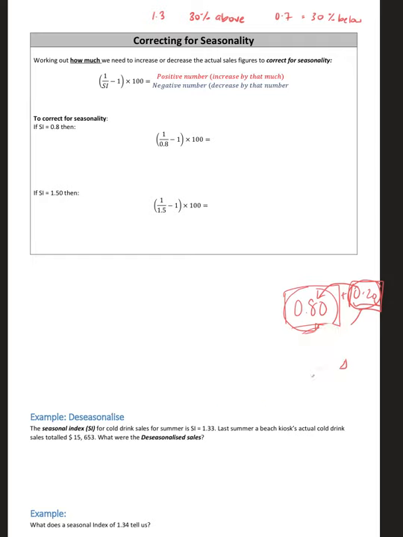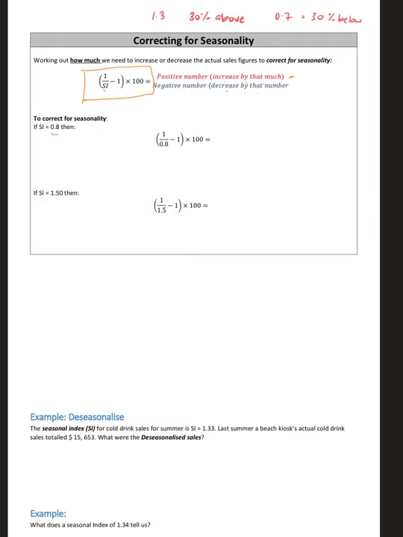Very common exam question. It's usually a multiple choice question, but who knows what they'll do this year. If that does come up, correcting for seasonality or adjusting for seasonality, you need to do the following. I've thought about this, and this is the easiest way I could think of to make sure that you get this correct. If you see correcting for seasonality, or adjust for seasonality, this is the formula you need to use: 1 over the seasonal index, minus 1, then times 100. If you get a positive number, you're going to increase by that much, and it will be a percentage. If you get a negative number, you're going to decrease by that number.